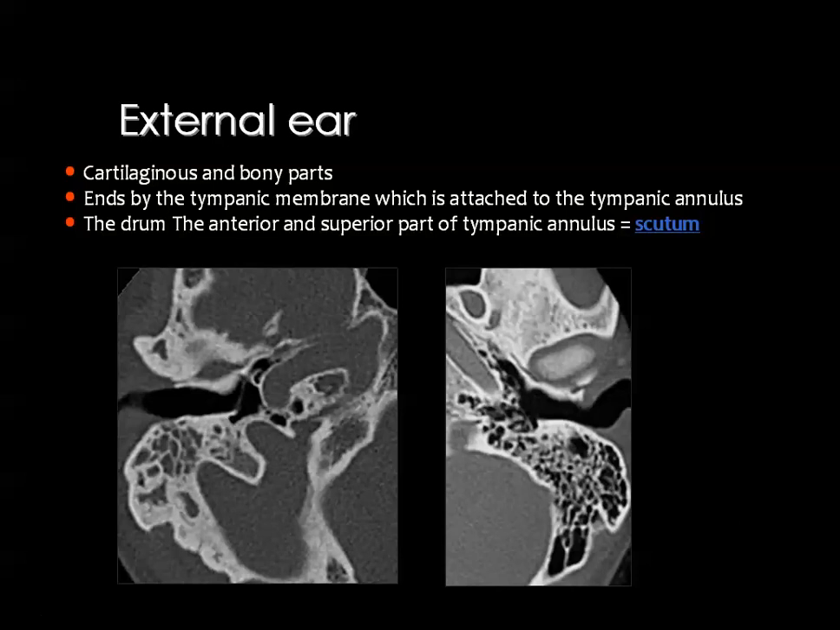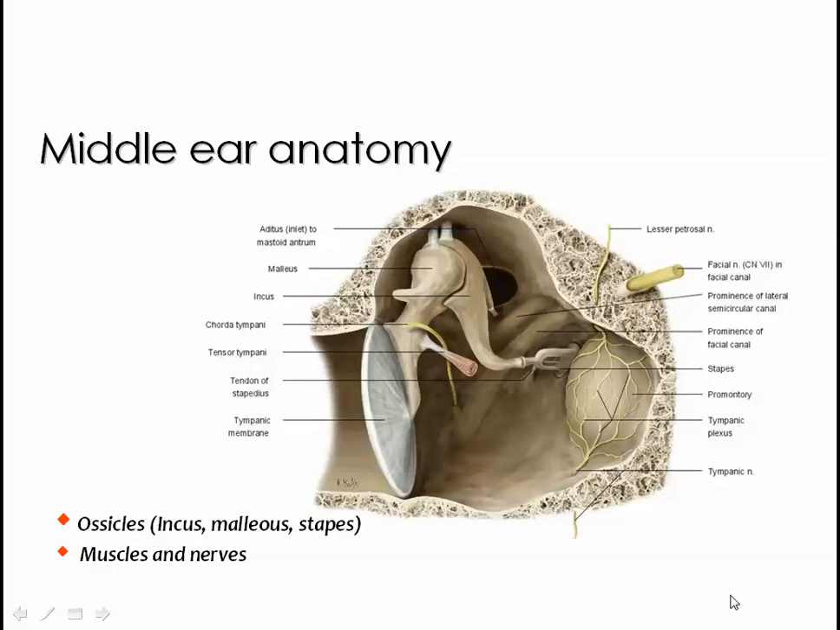The eardrum is seen through the otoscope, and it can be easily evaluated, and we don't need to evaluate the eardrum by CT. But it's important to know that the eardrum is stretched along a bony ridge which is known as the tympanic annulus, and this part, which is the anterior and the superior part of the tympanic annulus, is known as the scutum, and this is an important structure which is related to the formation of cholesteatoma, as we will discuss in the pathology.